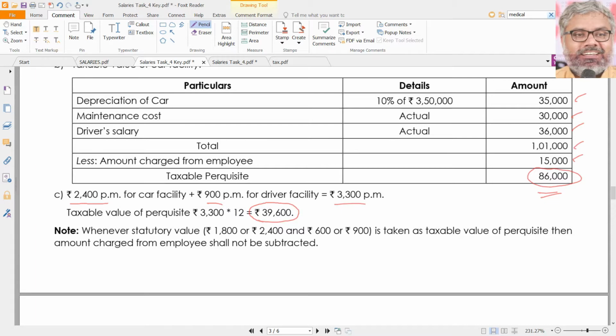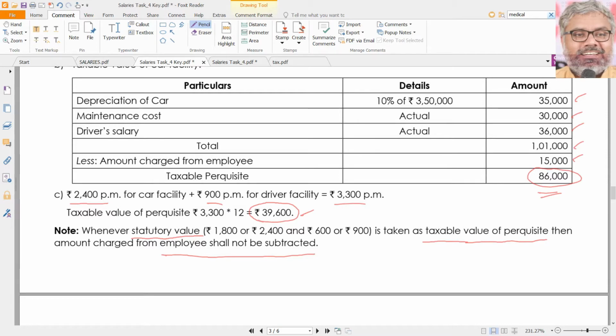Point here to be noted, very important point. A lot of times people make the mistake when we are taking statutory values, which means the law specified values, whether it is 1,800 or 2,400 or 600 or 900, as the case may be. We should take those values as taxable directly. No amount which is paid by the employee shall be subtracted. No subtraction of the actual amount paid by the employee to the employer shall be done. So that is a very important point.